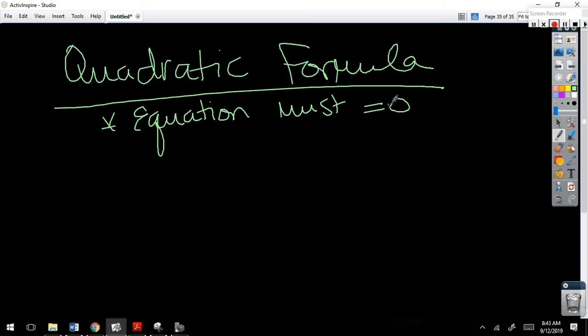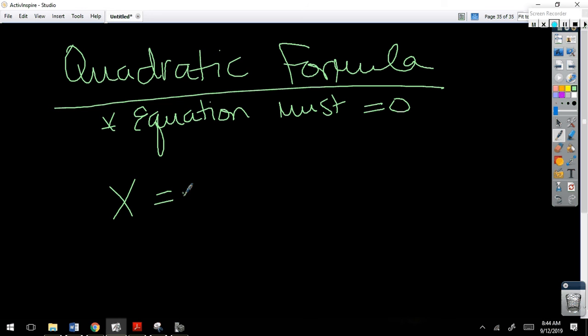If you took a standard form equation, ax squared plus bx plus c, and you completed the square, you would end up with the quadratic formula. I think that's pretty cool. Let me just show you. This is a plug and chug kind of problem. You don't have to worry about the leading coefficient being positive or negative. The only thing you have to worry about is that the equation equals 0, and it always, always, always works.